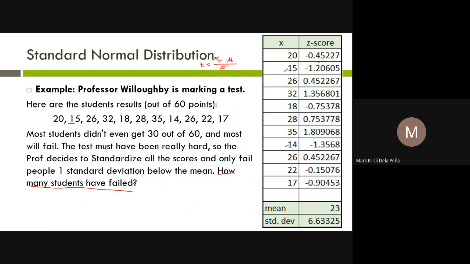Now, there are only two students who got below one standard deviation below the mean, which means those students who scored 15 and 14 will be the students who will fail the test. So the conclusion here is students who got 15 and 14 scores respectively will fail the test. So that is how we convert a value into a z-score. We have only seen here one of the applications of z-scores.